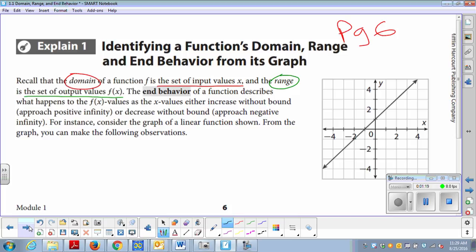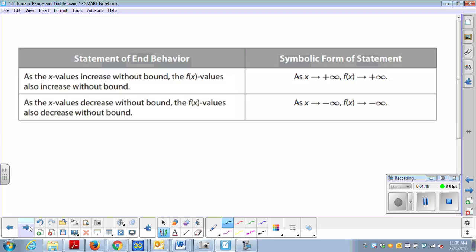Now, the end behavior of a function describes what happens to f of x as x increases without bound or decreases without bound. Okay, so as x goes to positive infinity, what happens to y? And as x goes to negative infinity, what happens to y or f of x? Usually the symbols for that are as shown here: as x goes to positive infinity, what happens to f of x? And as x goes to negative infinity, what happens to f of x?